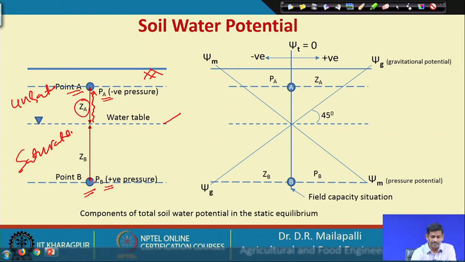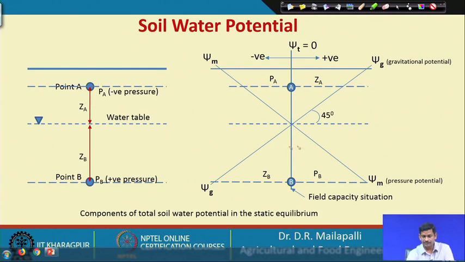So, at point B what happens? Since the water table is on top, the pressure is positive here, more than atmospheric pressure, but the elevation head will be negative. As I mentioned, when you put a ball inside water, it is very hard to push it down to this level because there is an opposite pressure acting on top. That is why Z B is negative here.